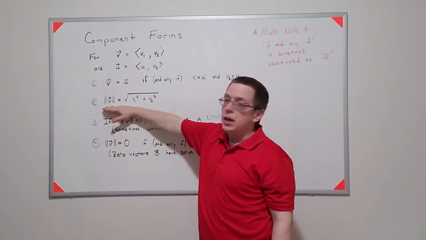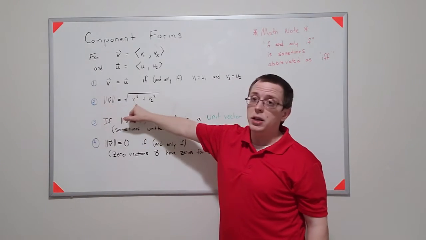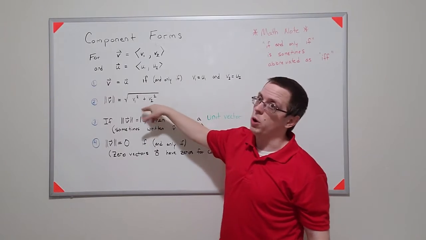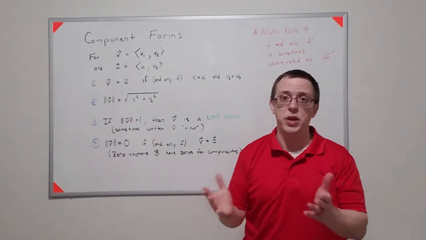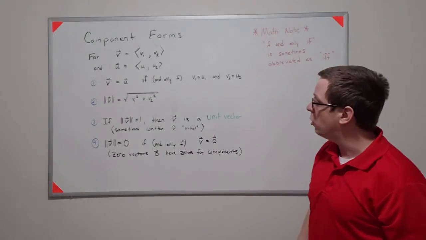The second one is something you probably could have already guessed. The magnitude of a vector V is just the square root of the sum of the squares of its components, right? It's the Pythagorean theorem. So it's no biggie there.